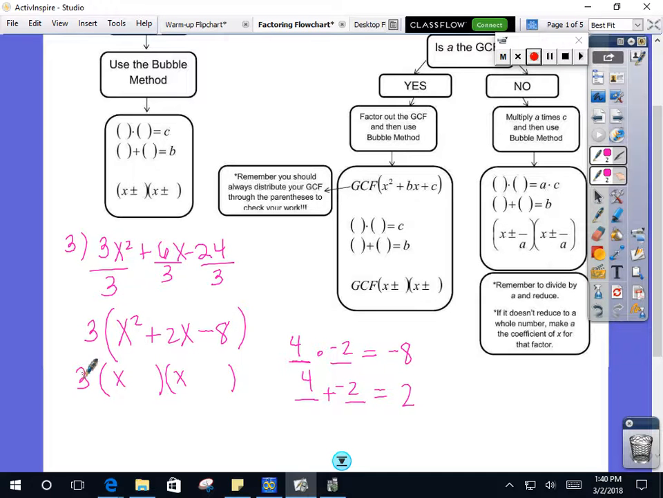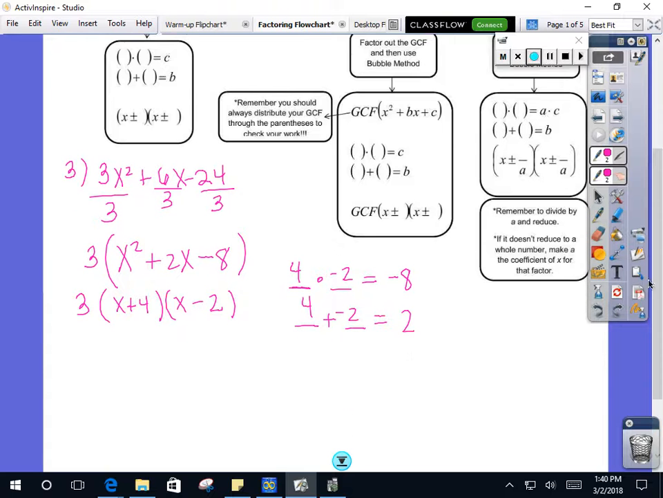So it'll be 3 on the outside. You have to continue bringing down the 3. And then an x plus 4 and an x minus 2. Now remember, the reason it's so important that you have that 3 on the outside is because look up at the board for a second. If this 3 was not there and you now distributed those two together, is x times x going to produce a 3x squared? No, but x times x will give you an x squared, and then when you distribute that 3 on the outside to it, you will get your 3x squared. That's why 3 has to be part of the answer.